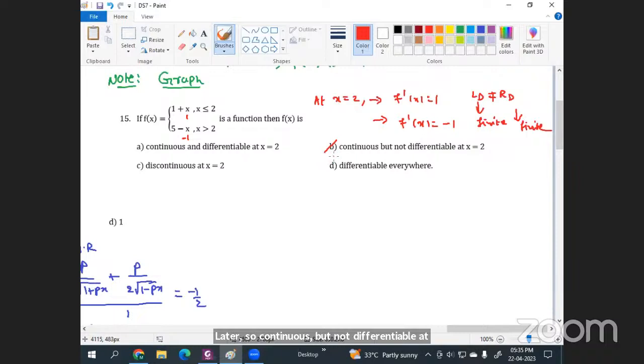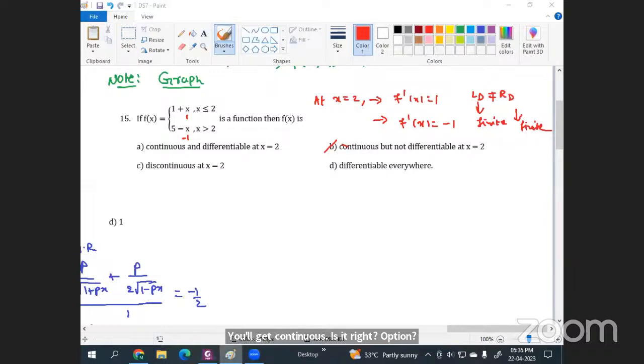No need to check the continuity. If you want to check the continuity also, you will get the same answers. Continuous. Is it right? Option B. Correct, Nagapriya.